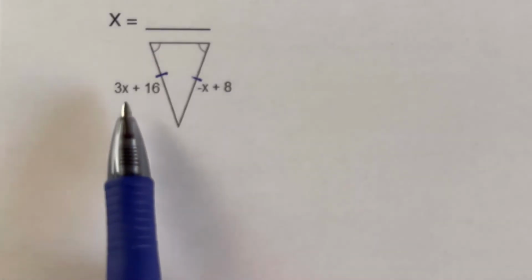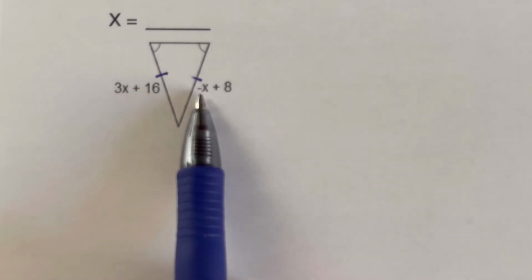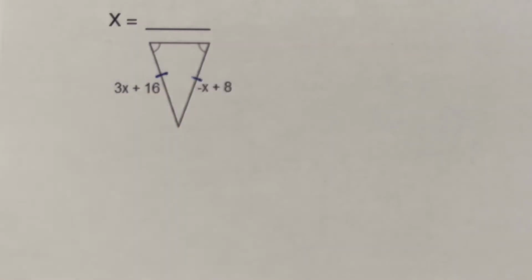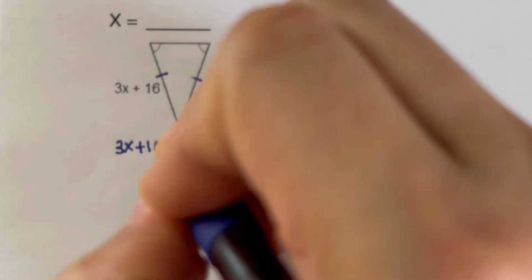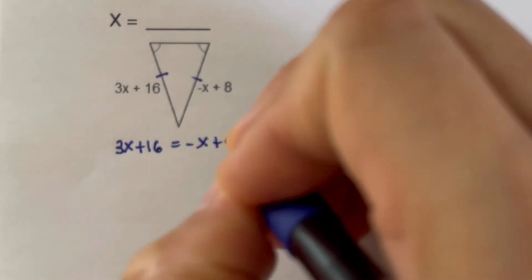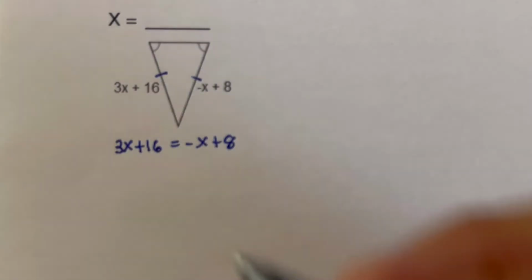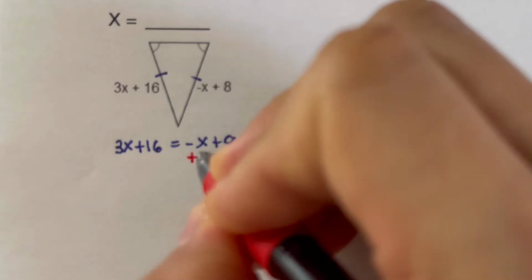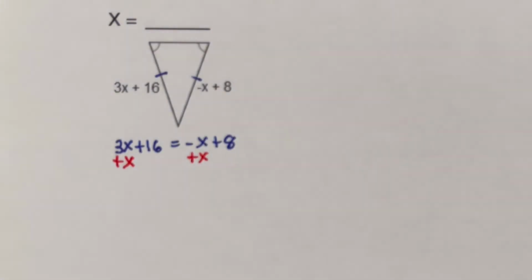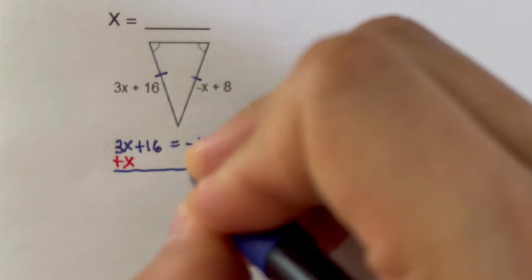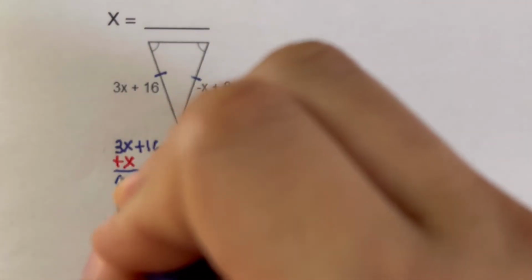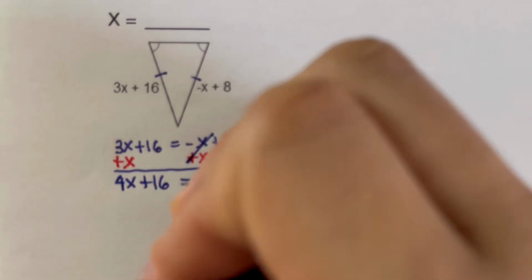So we can say that this 3x plus 16 and this negative x plus 8 are equal to each other. Let's write that down here. That would be 3x plus 16 is equal to negative x plus 8, because both of them are congruent to each other by the isosceles triangle theorem. So we can solve for x. We add x to both sides so that we are able to cross out x and x. We are left with 4x plus 16 equals 8.